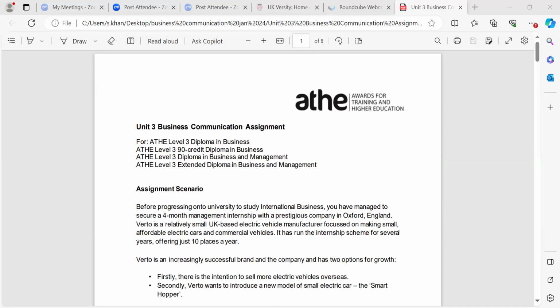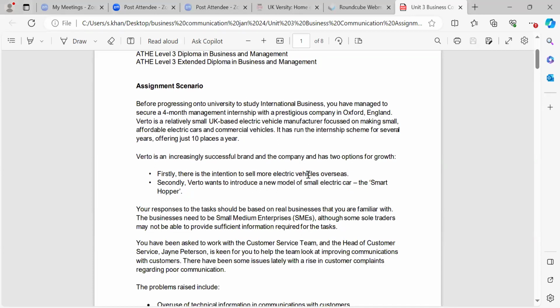The assignment scenario. So firstly, before progressing on to university to study international business, you have managed to secure a 4-month management internship with a prestigious company in Oxford, England. Verto is a relatively small UK-based electric vehicle manufacturer focused on making small, affordable electric cars and commercial cars. It has run the internship scheme for several years, offering 10 places a year.